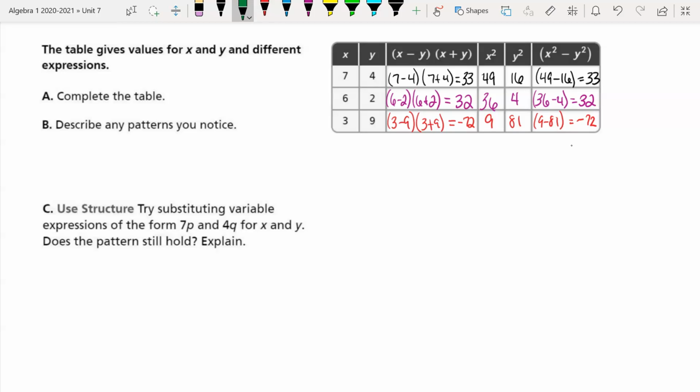So hopefully you're sitting there and saying, well, the pattern here is that x minus y times x plus y is the same as x squared minus y squared.